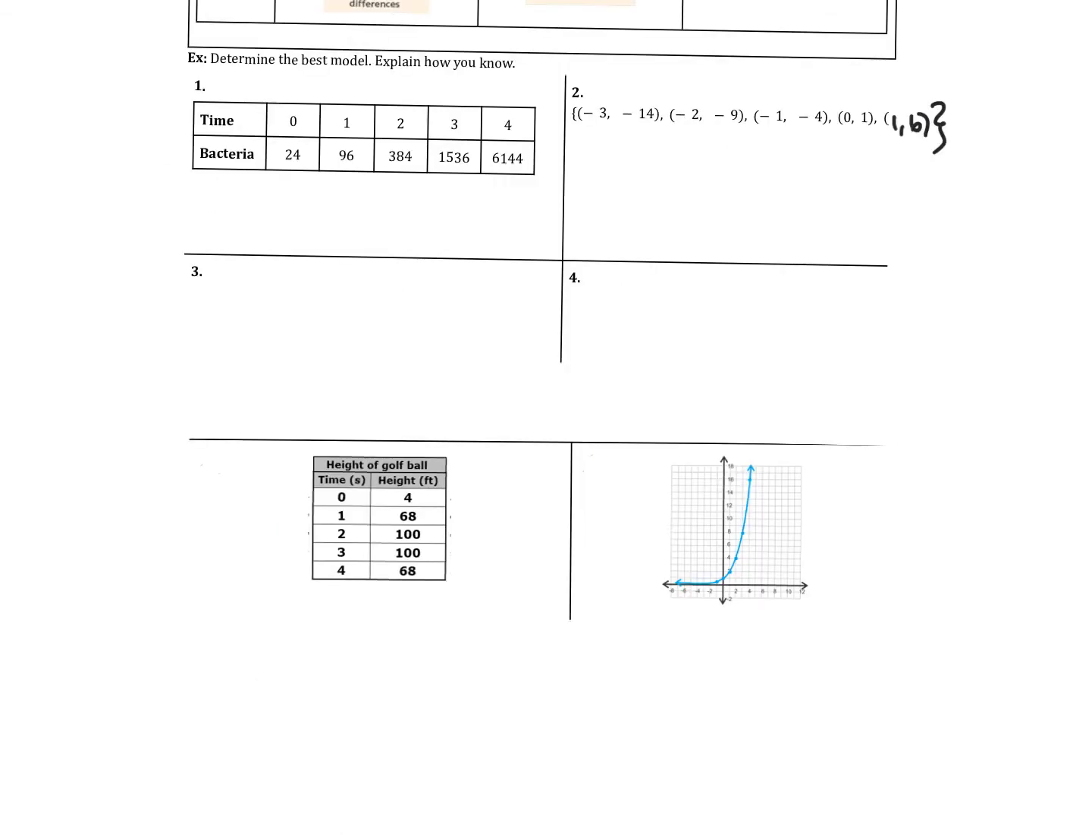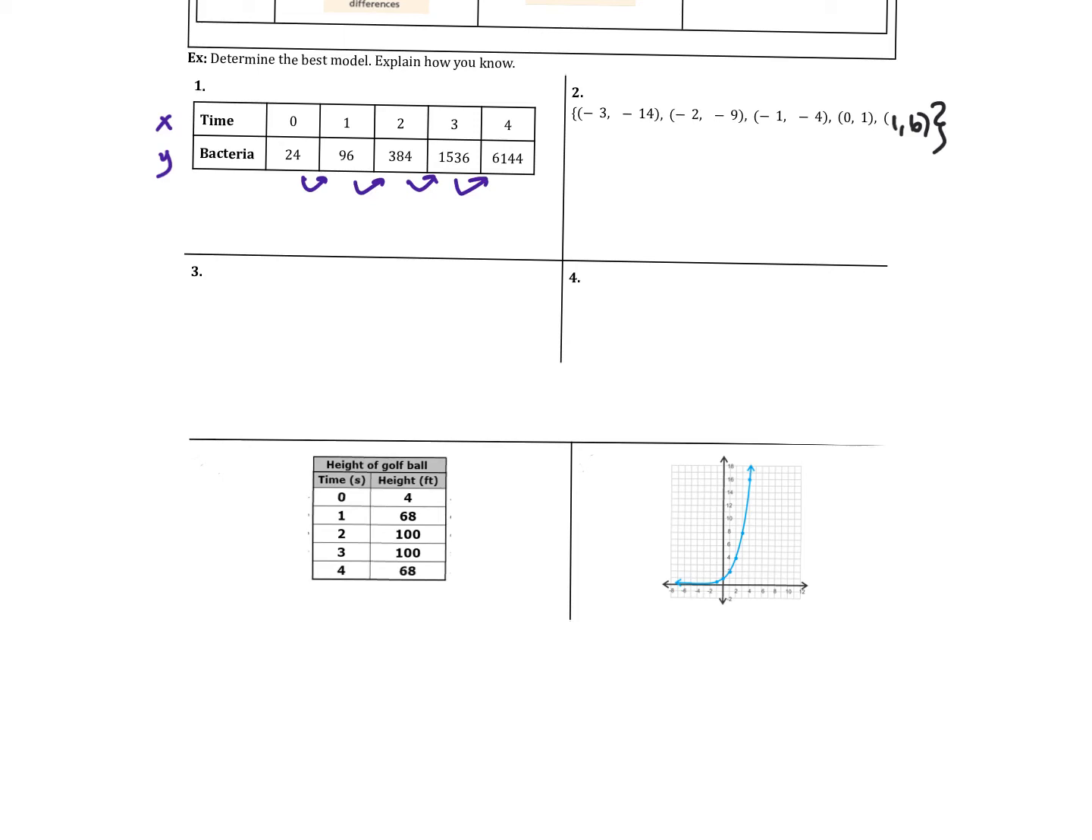All right, example 1, determine the best model and explain how we know. So we have time and the number of bacteria. So time is pretty much always our x value. Bacteria is going to be our y value. Our x values are all increasing by 1. So what we're going to do is figure out how do we get from one y value to the next.